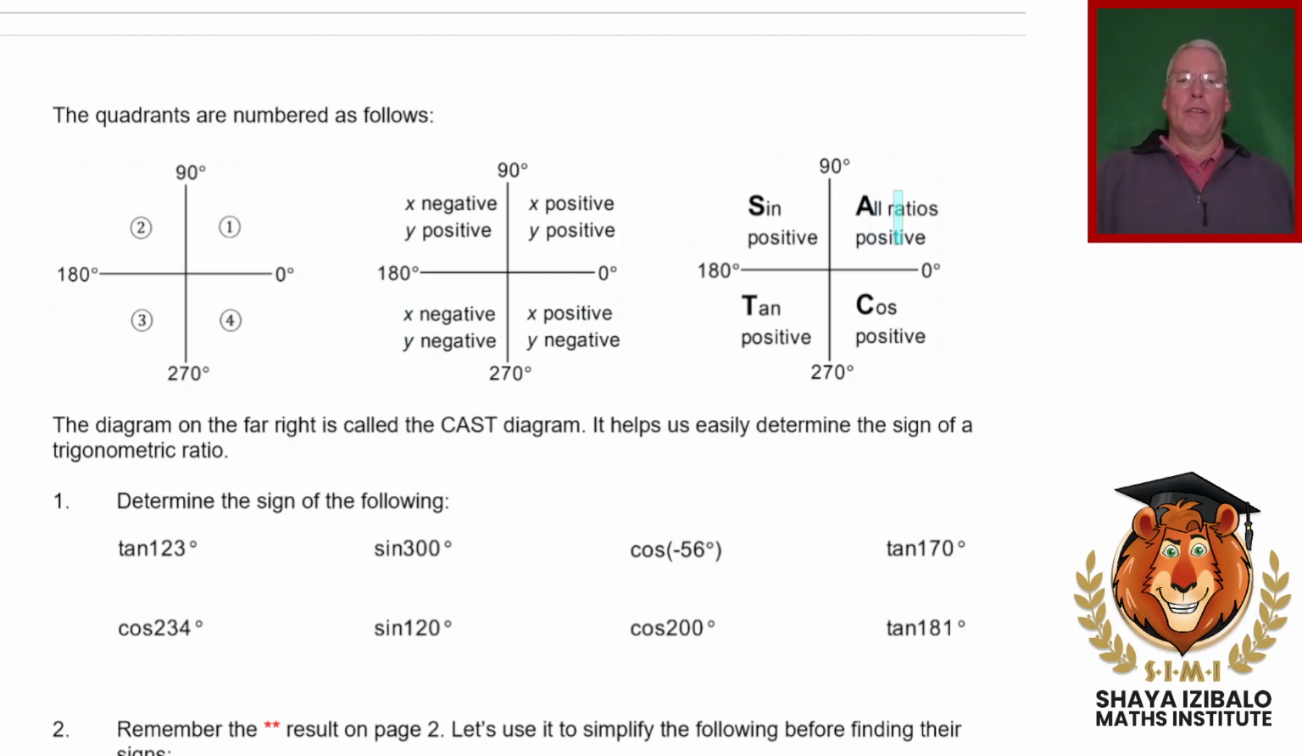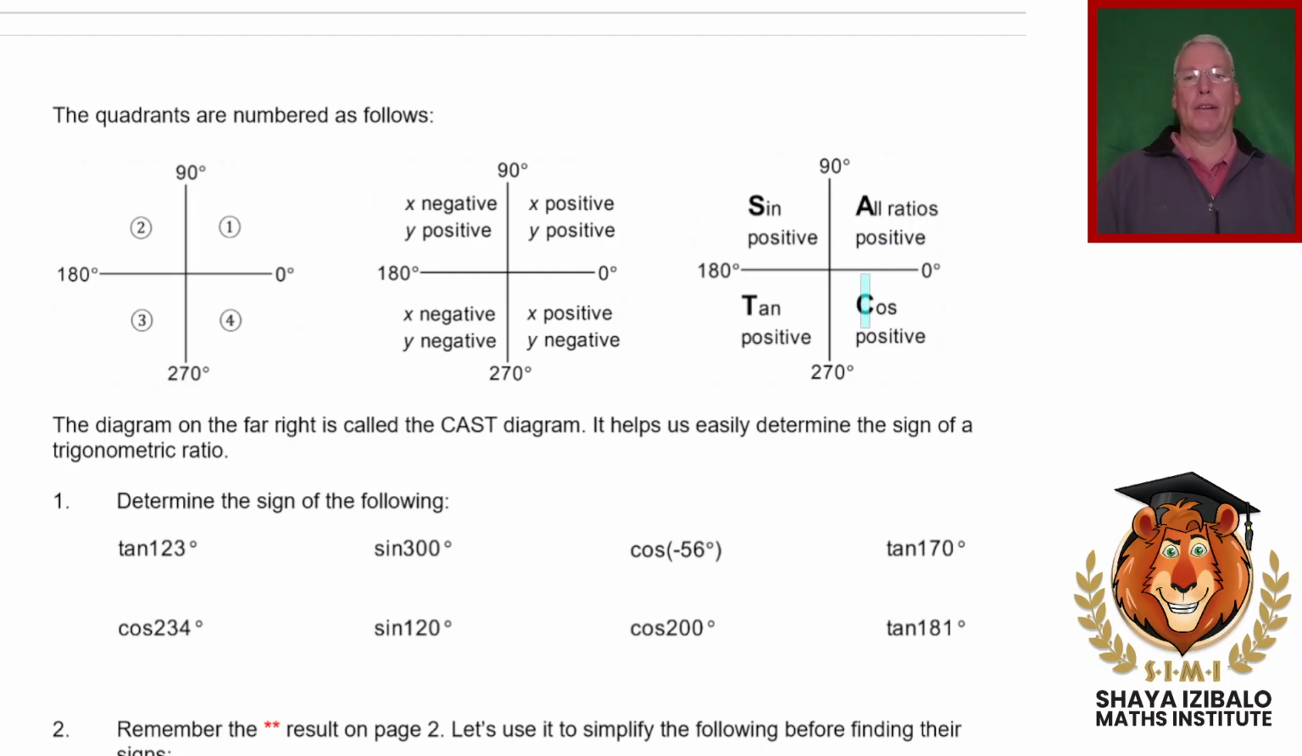All the trig ratios are positive in quadrant 1 because they involve dividing 2 of any 3 possible positive values. In quadrant 2, the only one that's positive is sine. Cos and tan are negative. In quadrant 3, tan is positive and cos and sine are negative. And in quadrant 4, cos is positive and sine and tan are negative.